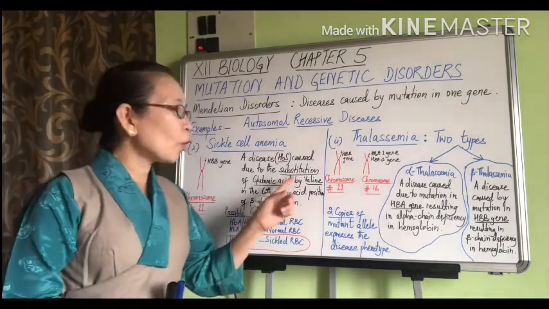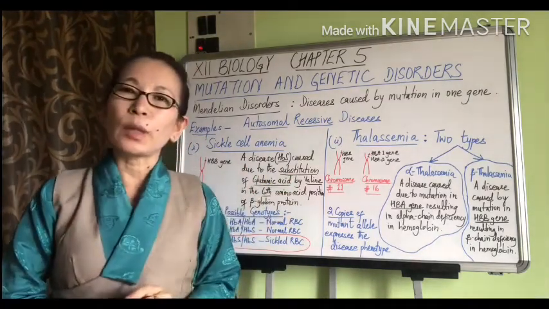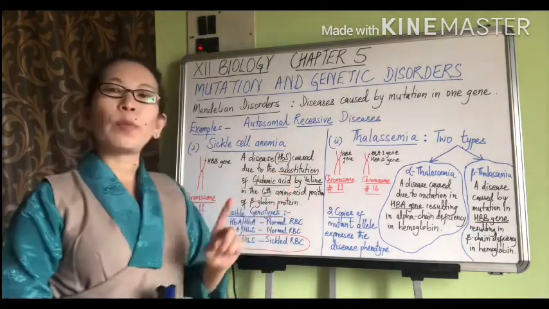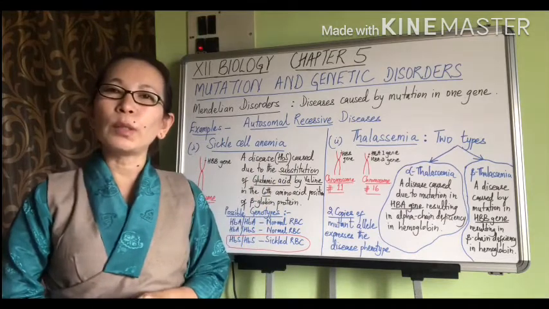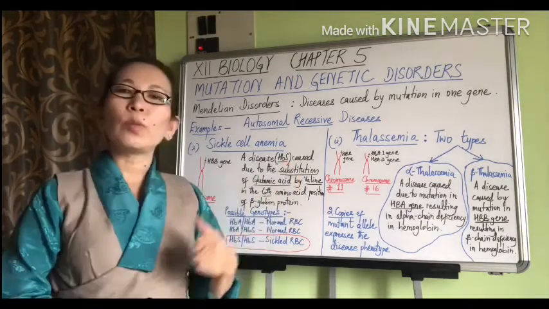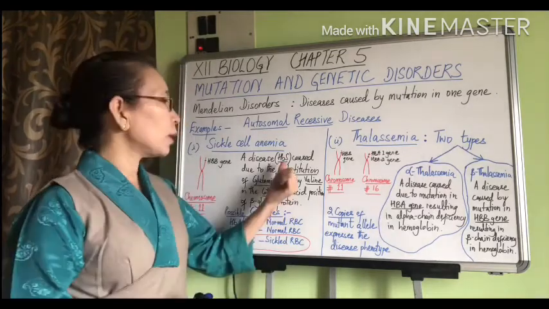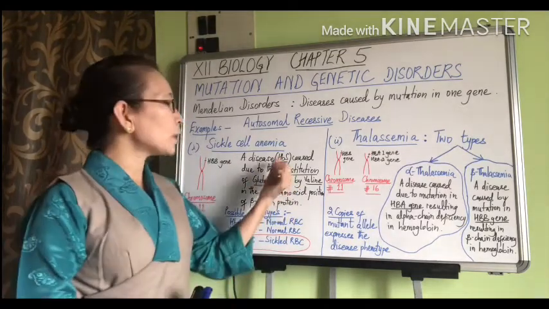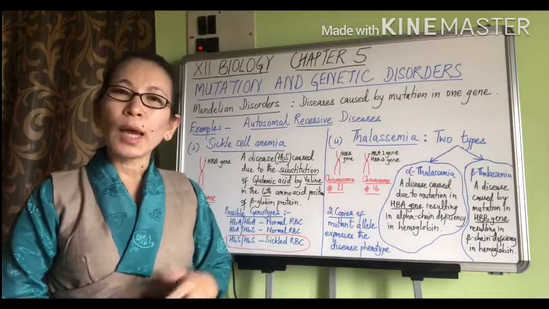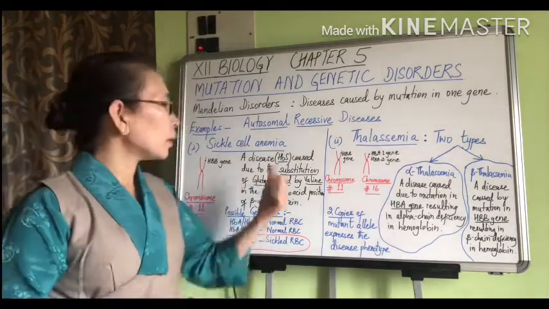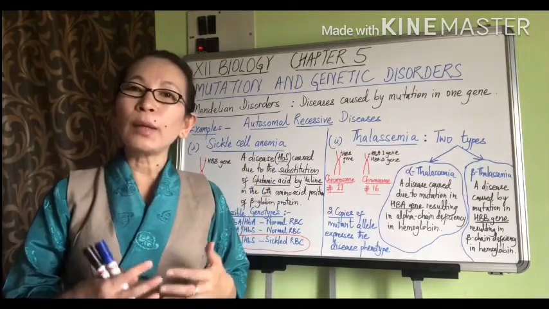Now, such kind of a single substitution has resulted in a complete change in the phenotype or the structure of hemoglobin. So these individuals are going to be producing sickled hemoglobin or sickled RBC. And the allele for sickled hemoglobin is denoted as HbS, and the normal allele, which is producing normal RBCs, is represented as HbA.